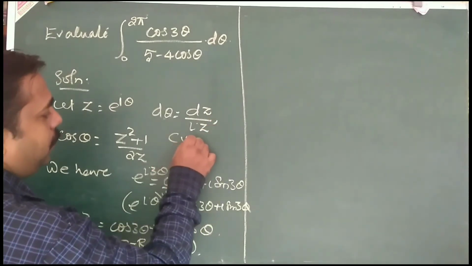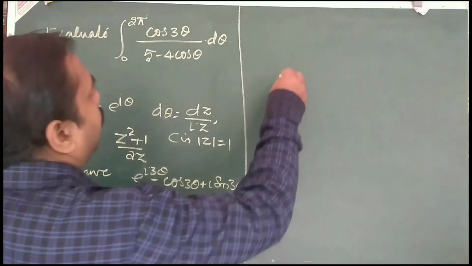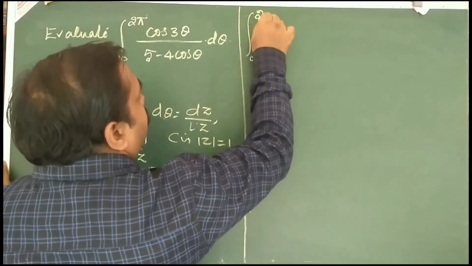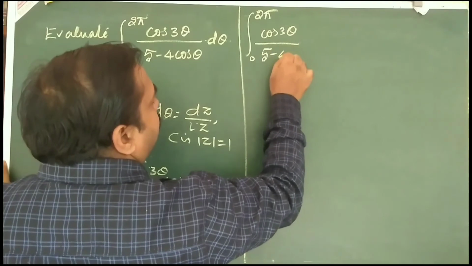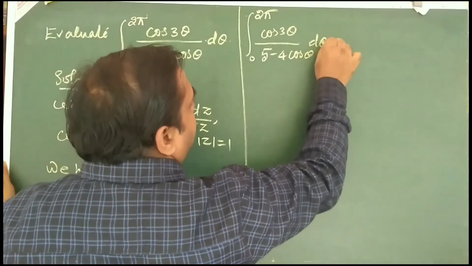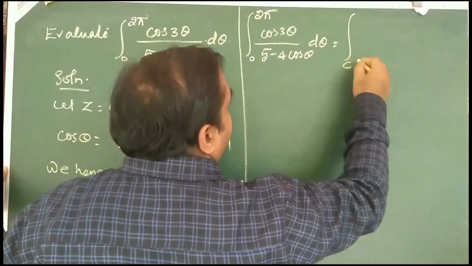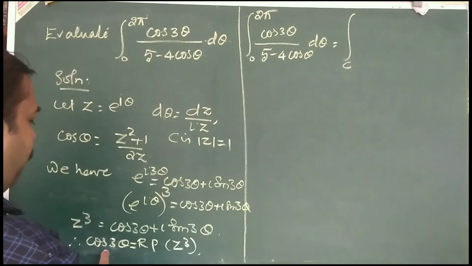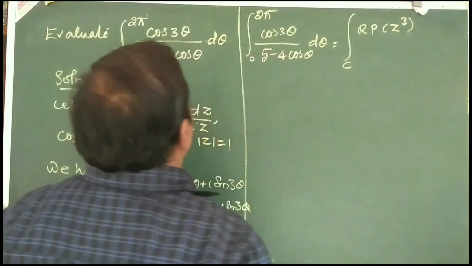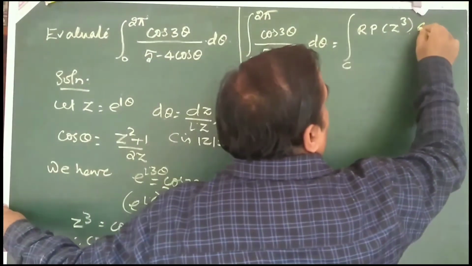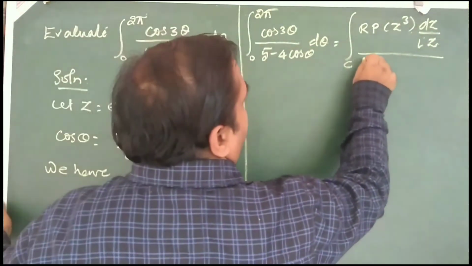Comma, C is mod z equal to 1. Therefore, the integral from 0 to 2 pi of cos 3 theta divided by 5 minus 4 cos theta d theta, we can change the limit, that is, the integral over C. What is cos 3 theta? That is the real part of z cube. What is d theta? It is dz by iz, the whole divided by 5.